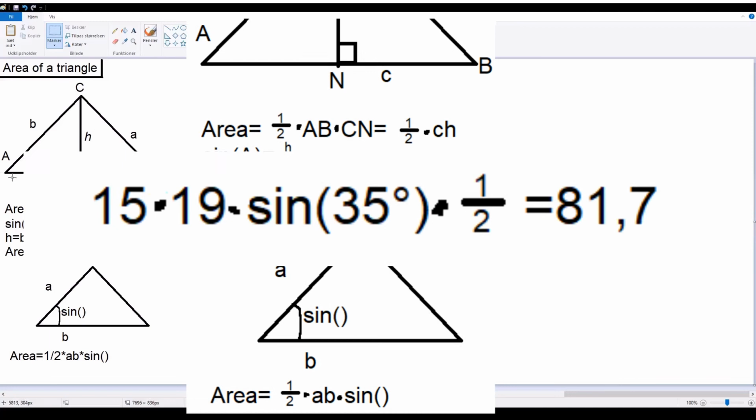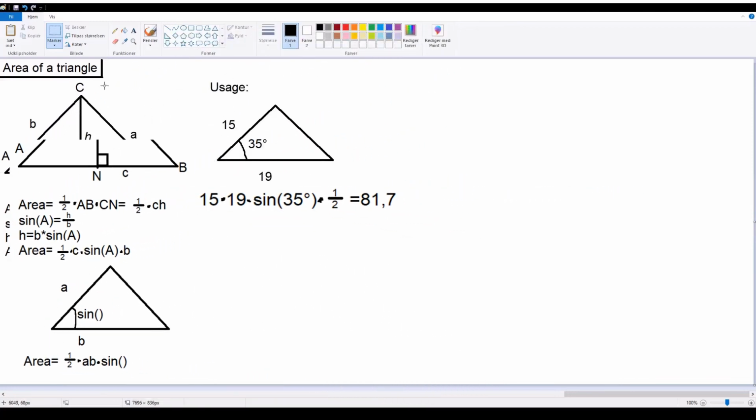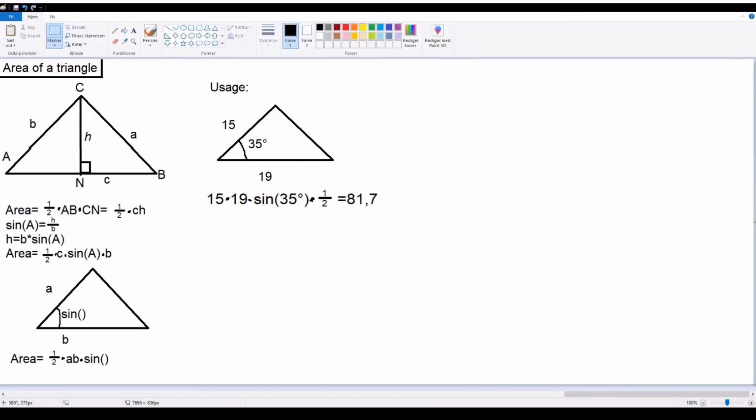Now, for the area of a triangle, you probably already know the usual method of saying that the area of the triangle is the bottom line times the height of the triangle divided by 2. So for this triangle, for example, the area would be a half times AB, being this line, the bottom line, times CN, which is this line from top to the bottom, which is the height, or just a half times this line C times this line H.